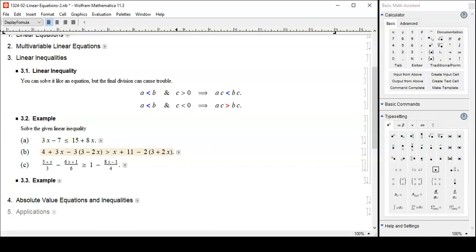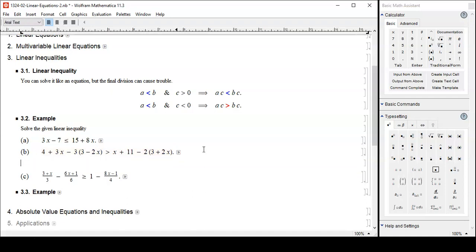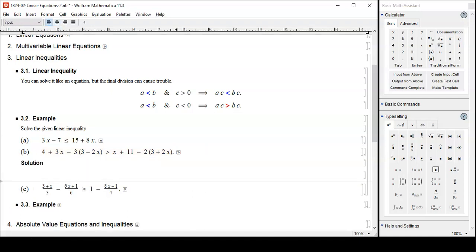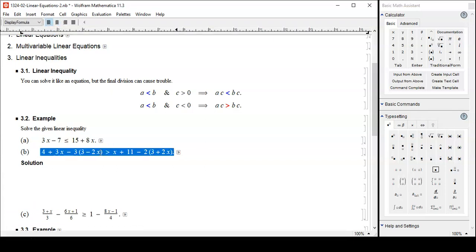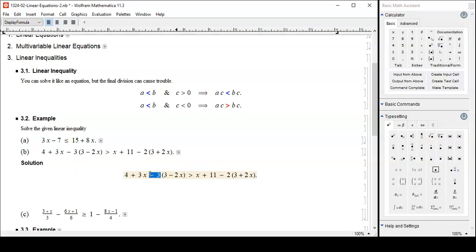How about the next problem here? Don't be intimidated. Just the same process. Step 1, denominator. No denominator. Step 2, parentheses. Well, we do have some parentheses, so start from there. Okay. Copy and paste that. Okay, let's break this up. Negative 3 times 3. What is it? Negative 9. And then negative 3 times negative 2x. That's positive 6x.